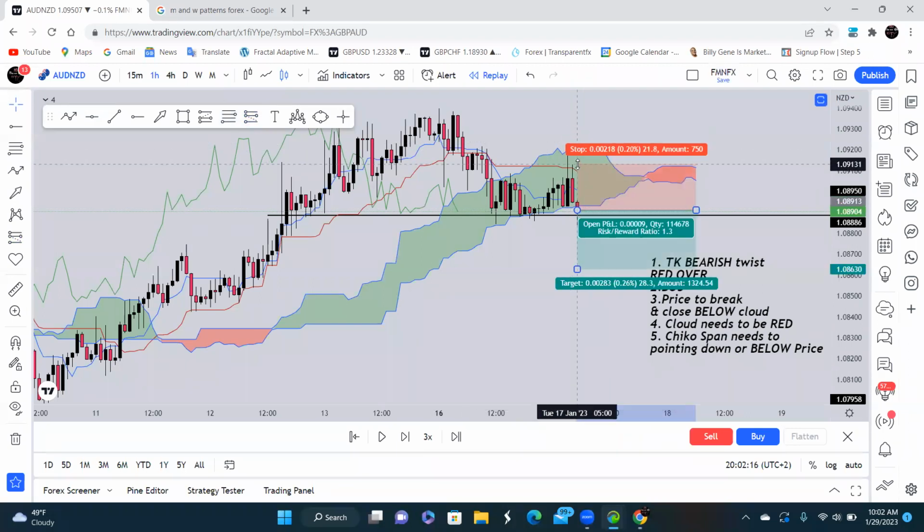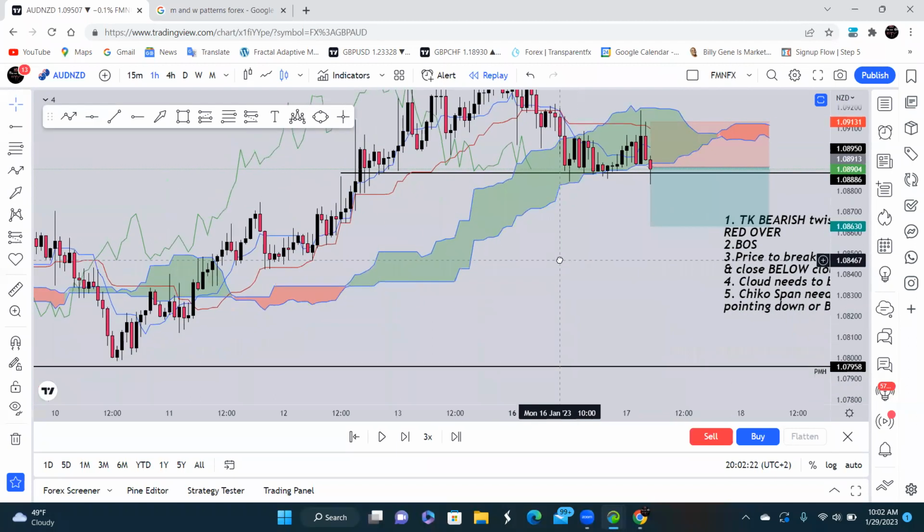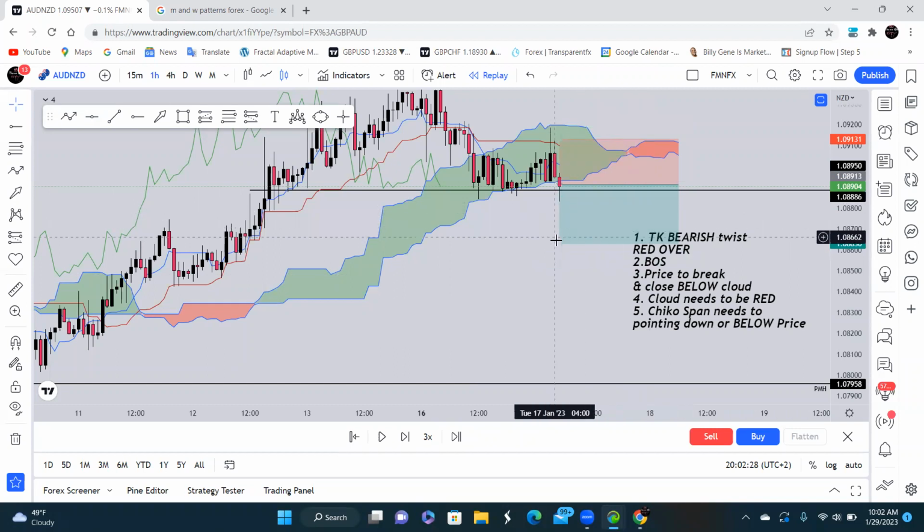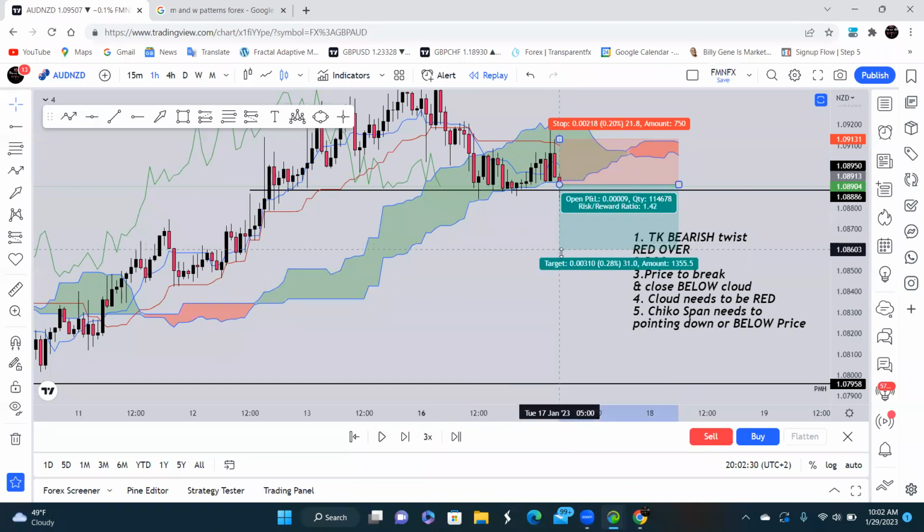Okay, right there. I'm putting it above the Tekinson, and then whatever your target is, whatever your pip goal is, I like to hover 1 to 3. That's pretty good for an hour. But again, I like to go for the goal. At least try to get 1 to 5.